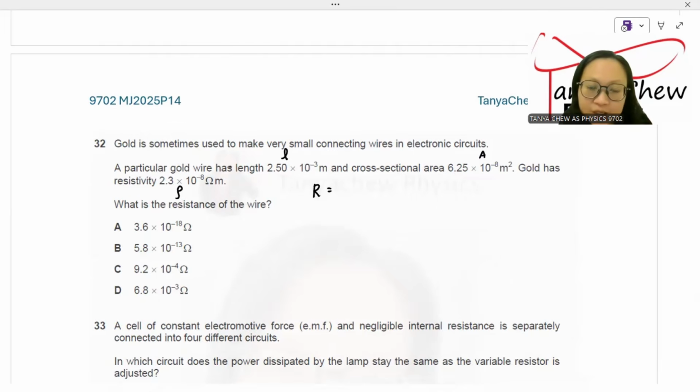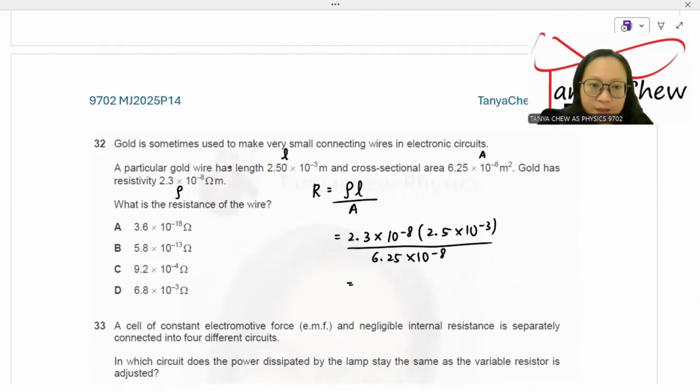So resistance is resistivity times length divided by cross-sectional area. Resistivity is 2.3 times 10 to the power negative 8, length 2.5 times 10 to the power negative 3, and the cross-sectional area is 6.25 times 10 to the power negative 8. So the resistance is 9.2 times 10 to the power of negative 4 ohm. C is the answer.